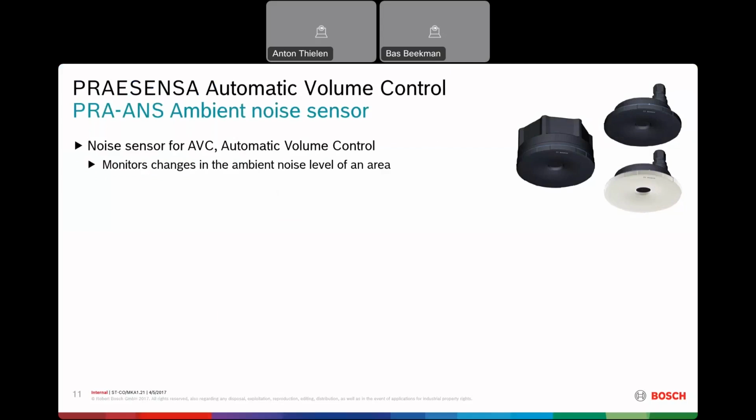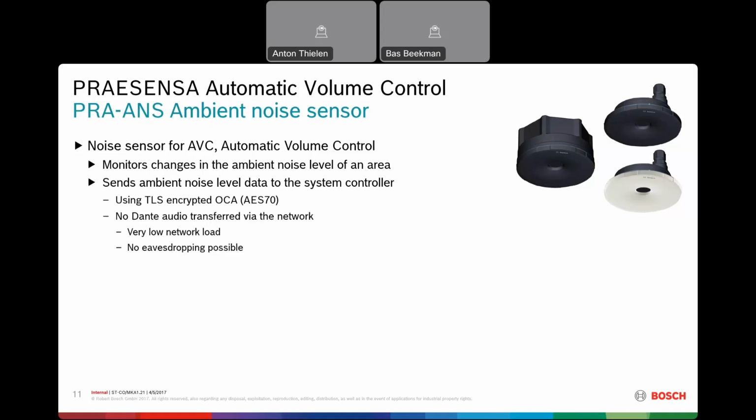It monitors the changes in the ambient noise level in an area. And it sends this ambient noise level data to the system controller. So it's not sending an analog audio line, as in more traditional systems. No, it's using TLS encrypted control data. It will send only the level data to the controller.